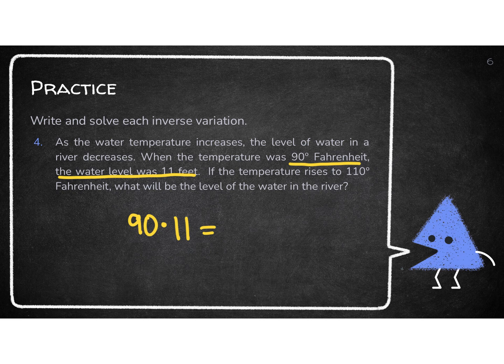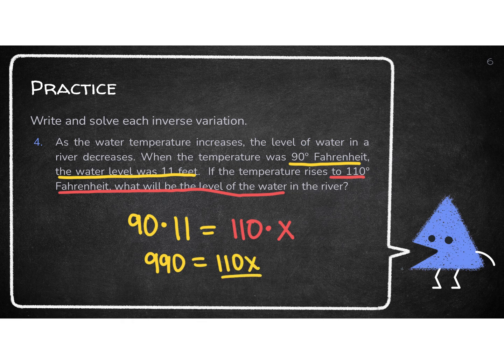The next part tells you that the temperature rises to 110 degrees Fahrenheit, but you don't know the level of the water. So we know it's 110 degrees, but we don't know our second part. So you can choose to put x or y. Then you're doing your multiplication. 90 times 11 gives you 990. 110 times x gives you 110x. Divide, and you get 9 equals x.